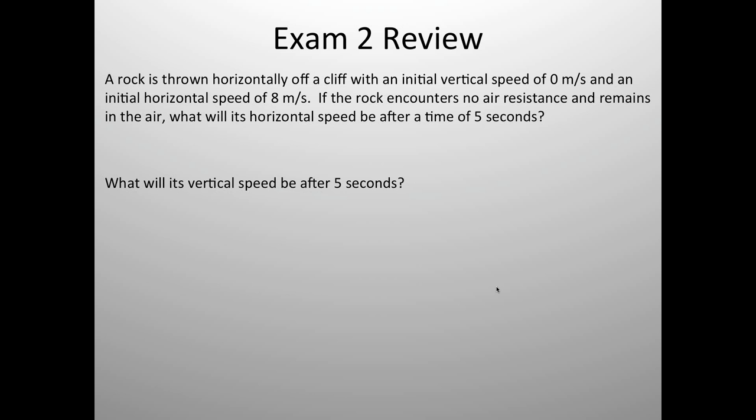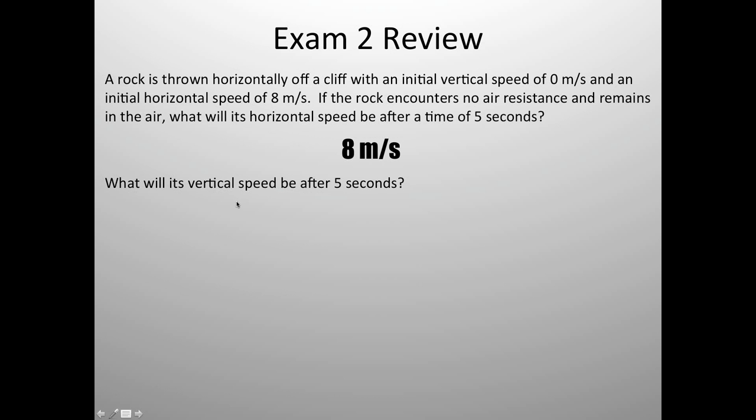So this first part here, when it asks about what is its horizontal speed after a time of 5 seconds, those key words right there tell me that this isn't going to be a calculation problem, even though it might look like it. If the horizontal speed started at 8 meters per second, it's going to end up at 8 meters per second. The horizontal speed of a projectile is constant. After 5 seconds, after 10 seconds, after 1,000 seconds, as long as it's still in the air and we're neglecting air resistance, then that horizontal velocity is going to remain the same.